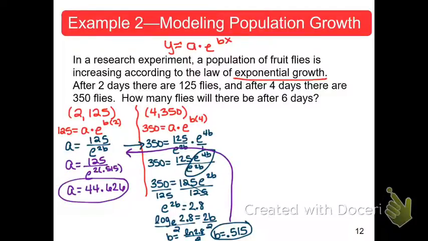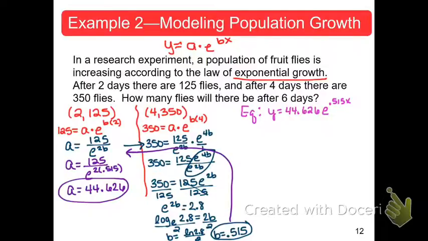Now we know a, and now we know b. If all we needed was our model or our equation, we would just plug this in. So our general equation that we have found is y equals 44.626 e to the, remember, bx, so 0.515x. If all I wanted was a model, I would be done.